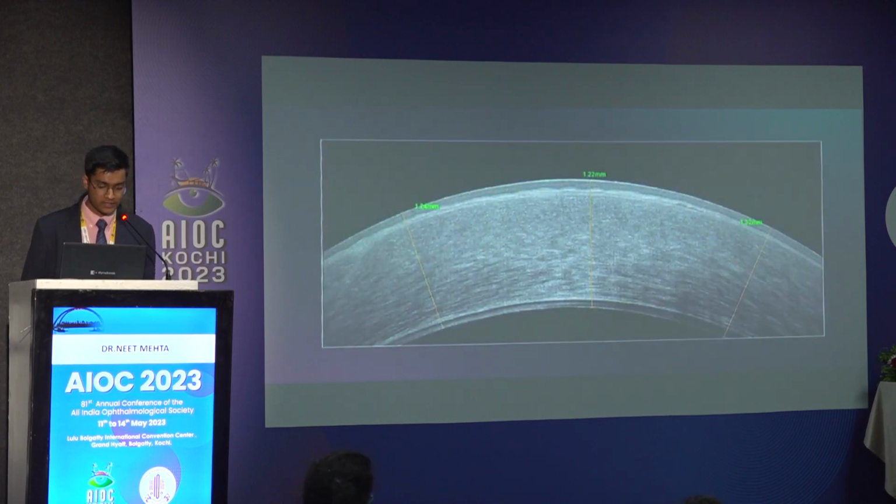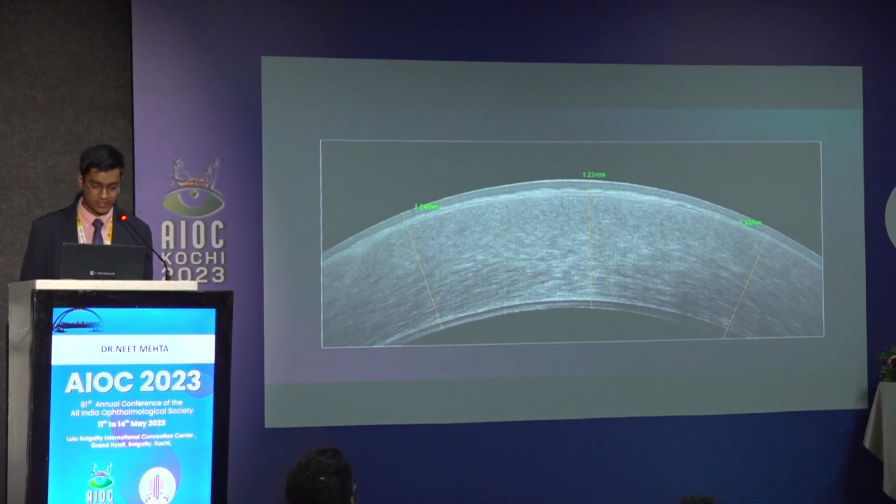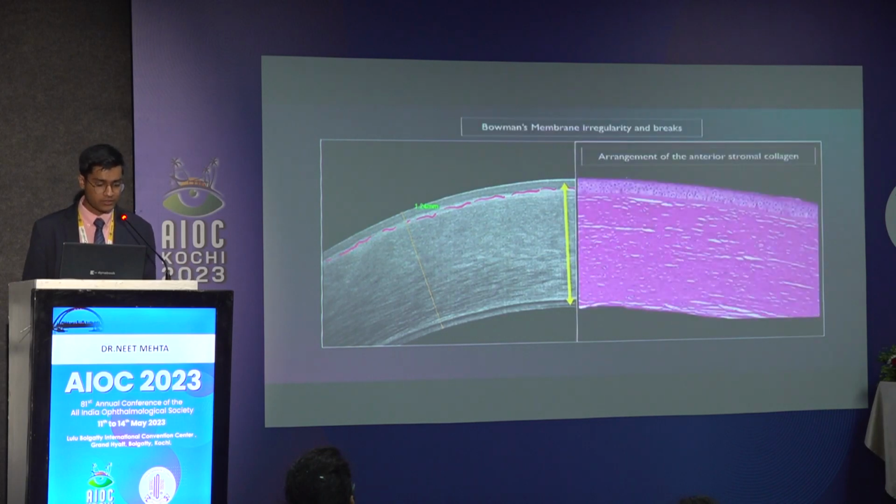Now coming to why these folds develop and where they are located. The OCT and the histopathology data in the case of CHED reveal that these are present in the anterior stroma or just at the level of the Bowman's membrane. A typical OCT of a CHED case shows a definite thickening of the stroma, hypertrophy of the epithelium, and multiple irregularities and breaks at the level of the Bowman's membrane. These are also seen in the histopathology image.